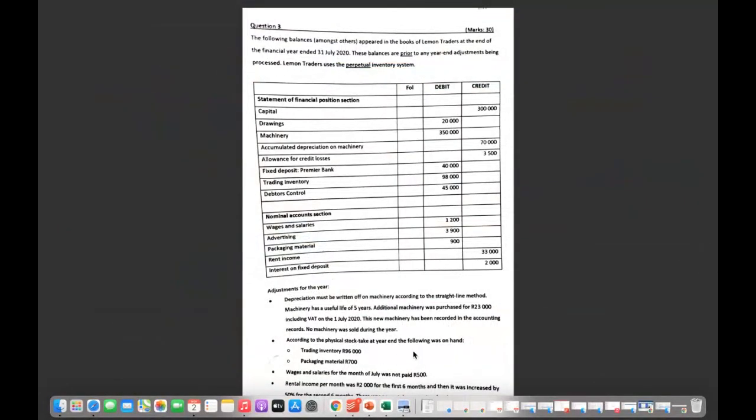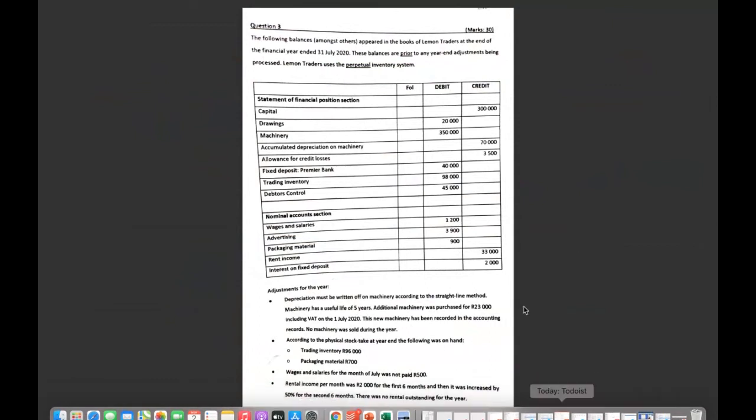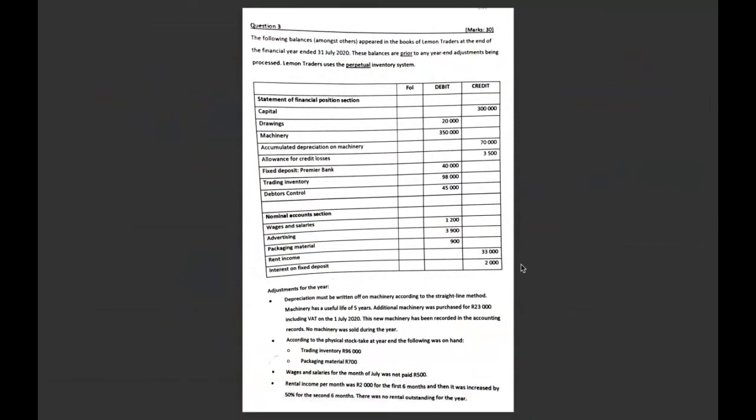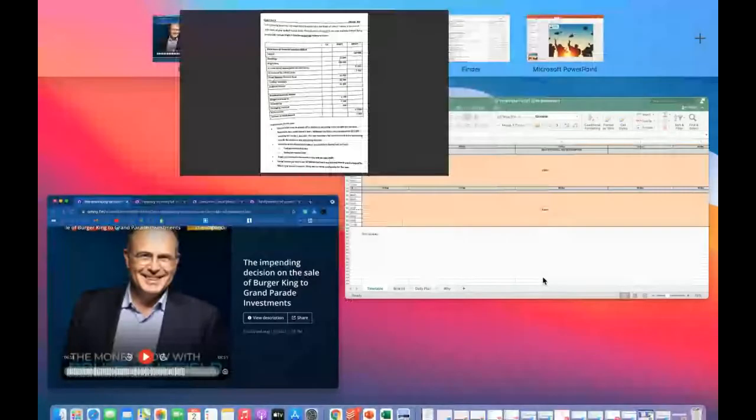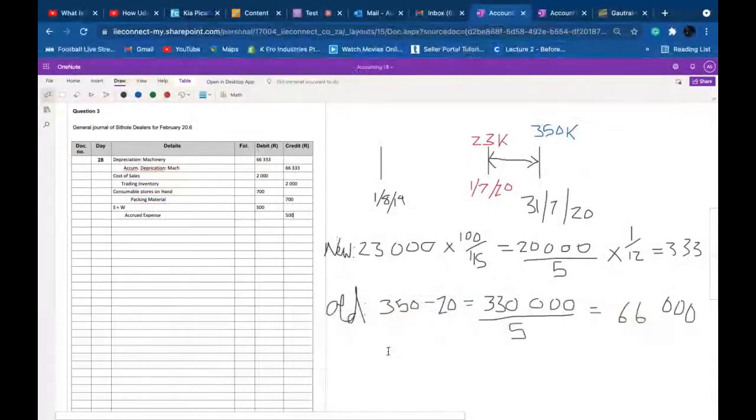It says rent income per month. Rent income per month was 2,000 for the first 6 months. And then it was increased by 50% for the second 6 months. Okay. There was no rent outstanding for the year. Okay. So rent income here, we see the total is 33,000. Let's go back. So the total here is 33,000, right? That's the total rent income that we've received.